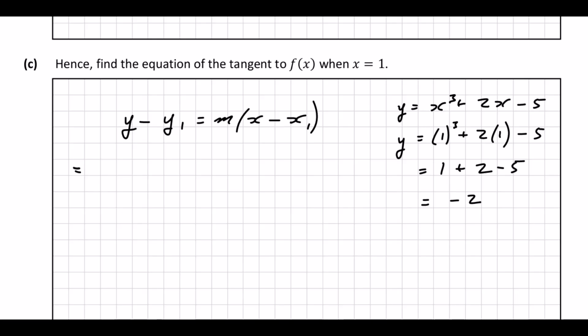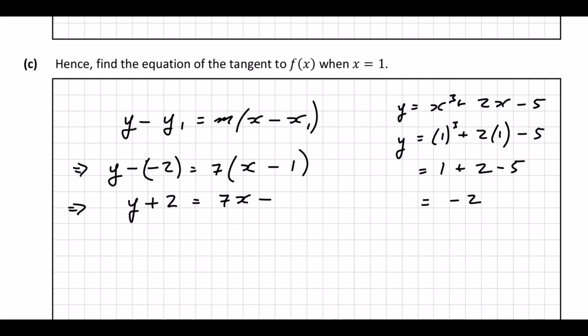So now I can substitute everything in. So we have y minus, well, it's minus 2 we've got to put in here. And then our m is our slope, so that was 7. Our x minus, well, our x is just 1. So I'm going to put that in here. Let's simplify this. We have y minus minus 2, so that's y plus 2. Let's multiply this out. 7 times x, 7x. Plus times minus minus, 7 times 1, 7.